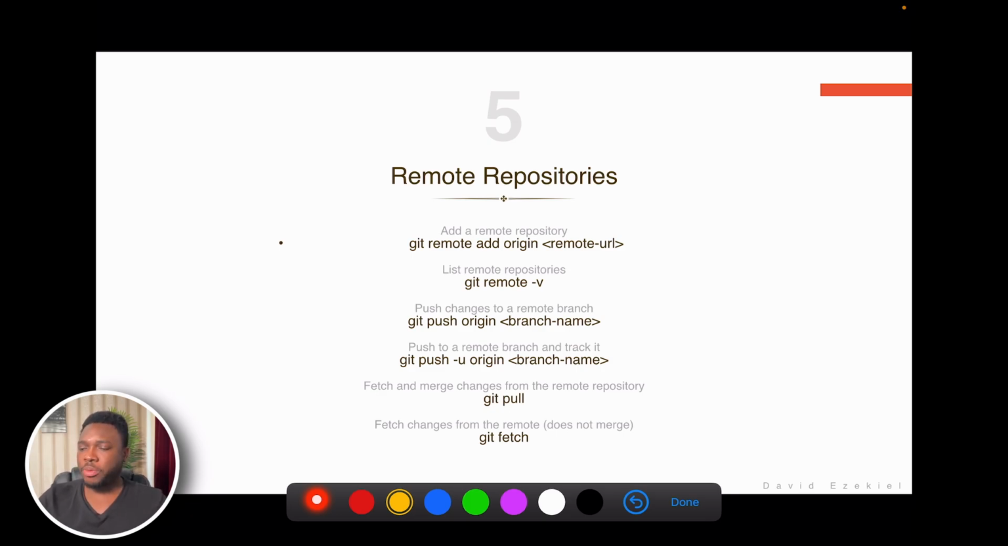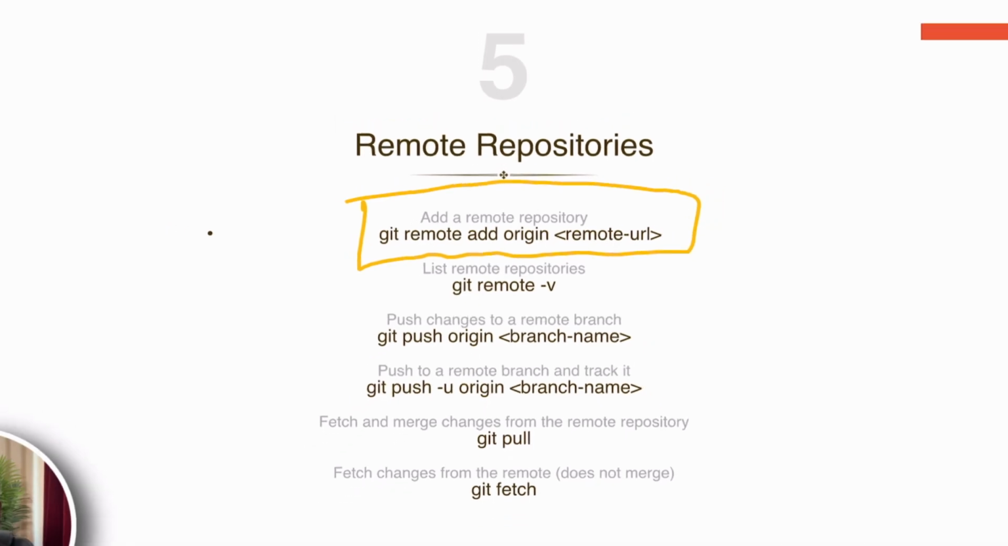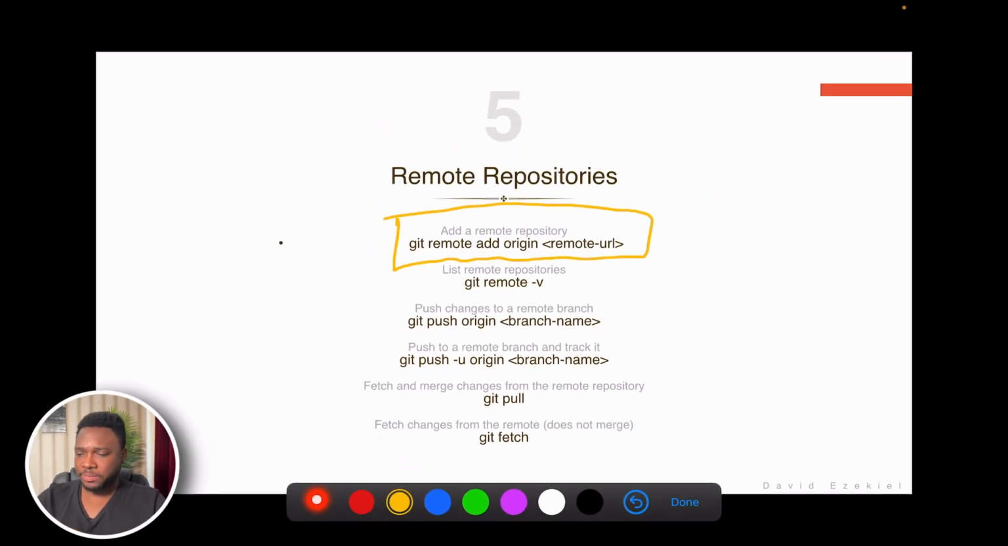How do you add a remote repository? To connect your local repository to a remote one, use git remote add. You usually name the remote origin and then provide the URL. You just say, I want to add this repo to my local, and you can do that.